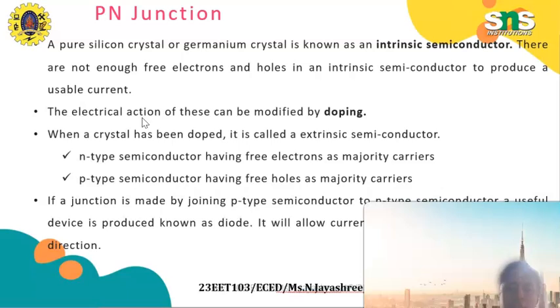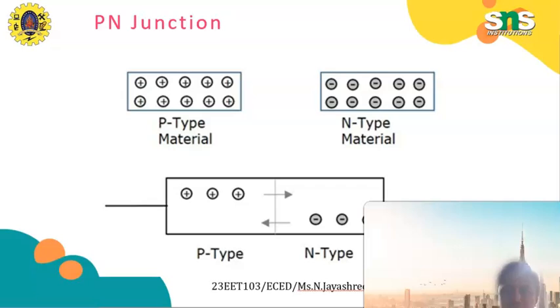If a junction is made by joining P-type semiconductor to N-type semiconductor, a useful device is produced, known as a diode. It will allow the current to flow through it only in one direction. Okay. Next one, PN junction diode.